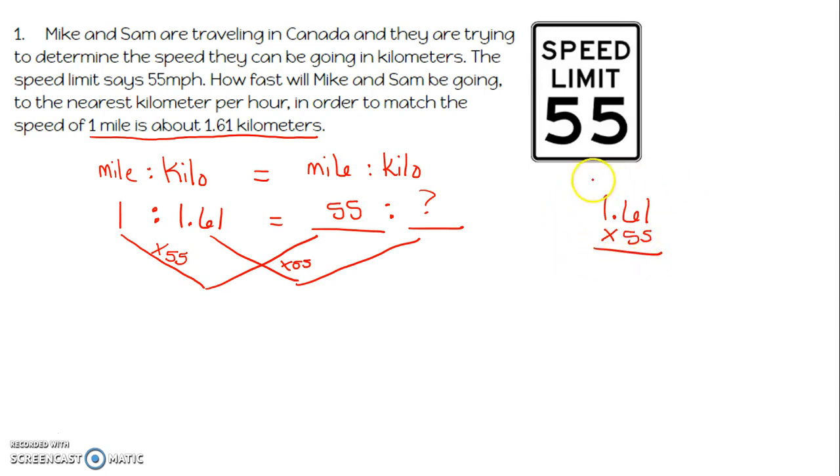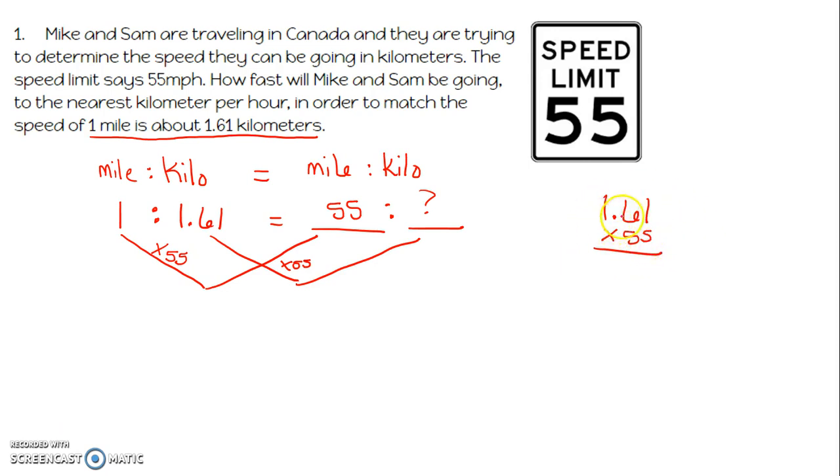Anytime I am multiplying decimals, I like to estimate. 1.61 is about 2. So 2 times 50 is around 100. So I estimate 1.61, I say, okay, that's about 2. 55 is about 50. 2 times 50. So my answer should be somewhere around 100 kilometers per hour. And now we're just going to go ahead and multiply to check.